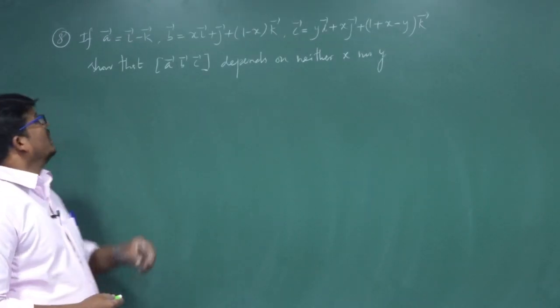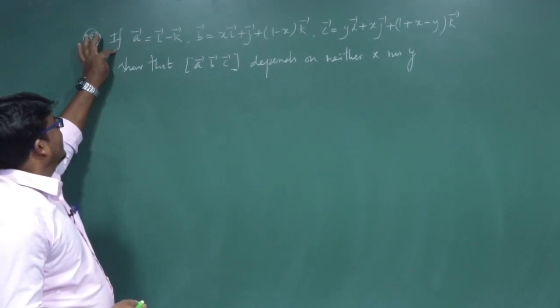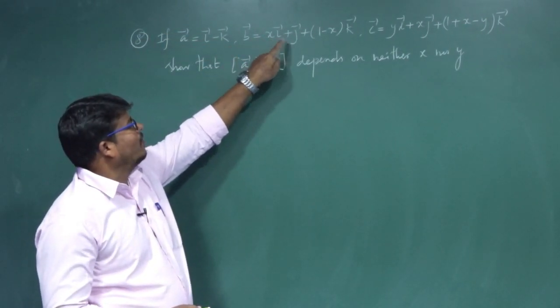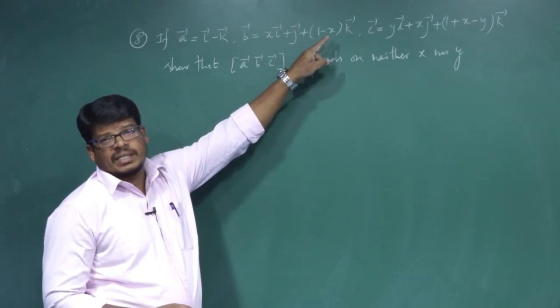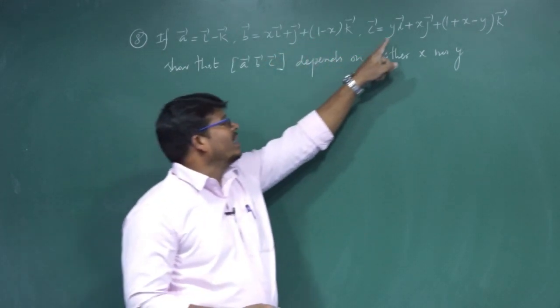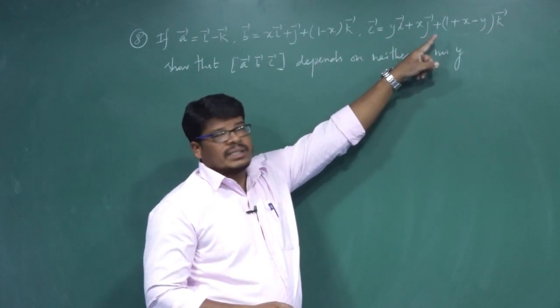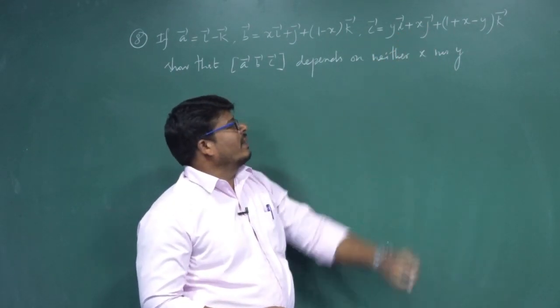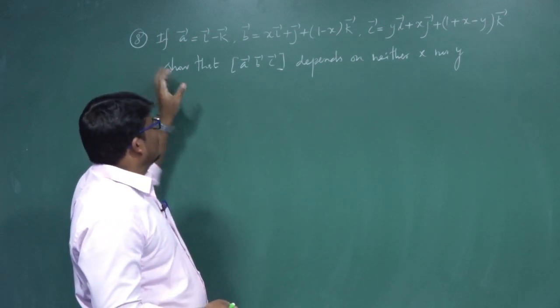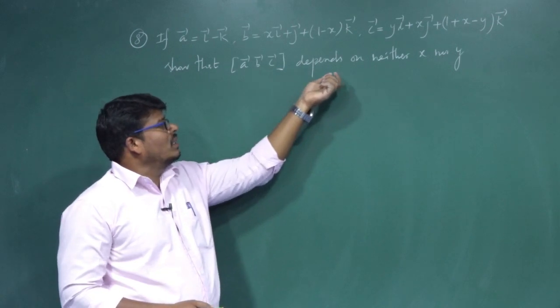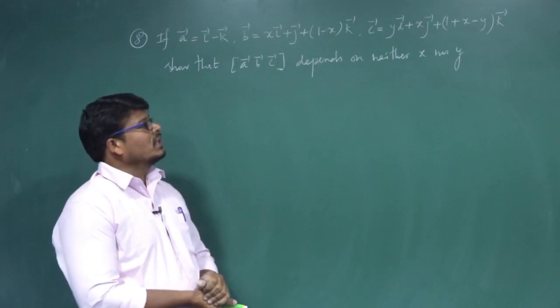Next problem, question number 8. If a vector equal to i vector minus k vector, b vector equal to x i vector plus j vector plus 1 minus x into k vector, and c vector equal to y i vector plus x j vector plus 1 plus x minus y into k vector. Show that the box product of a, b, c depends on neither x nor y.